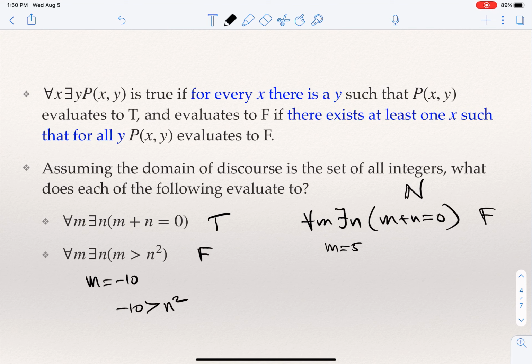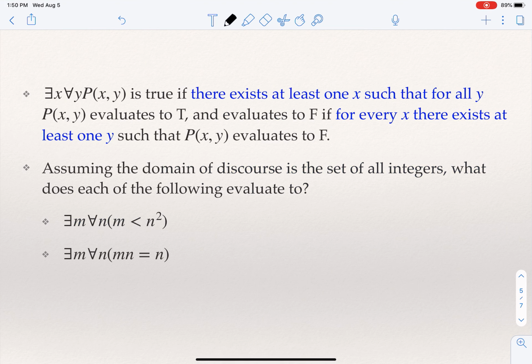So, again, this is the statement where I'm saying for every x, there exists a specific y for that x. I can flip the order and say there exists an x such that for every y, p of x, y is true. So I'm talking about a specific x.